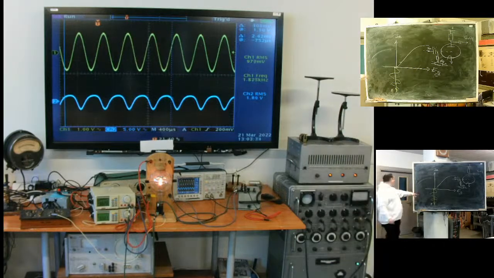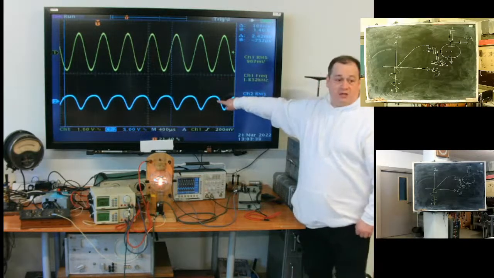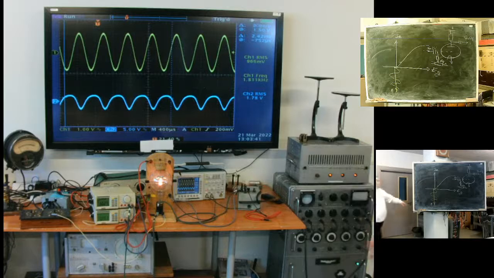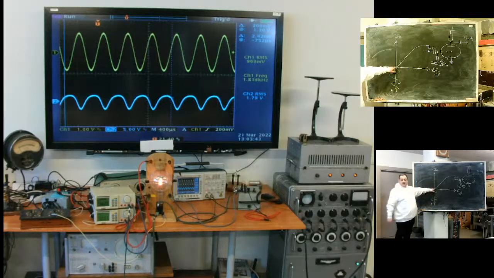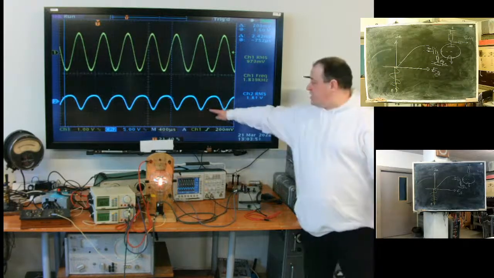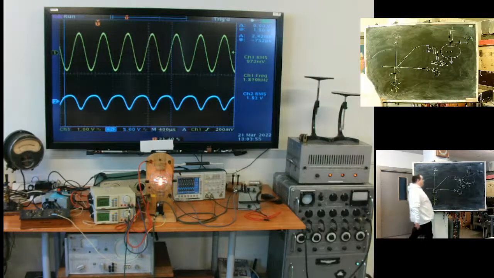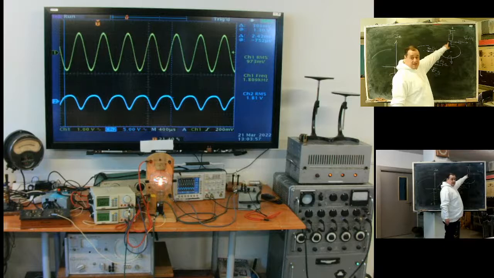When voltage is negative, you see, it's being cut off, because on the characteristic this part is where the valve is closed. When voltage is positive, you see the current flows. But the output is negative, because I have a divider here.